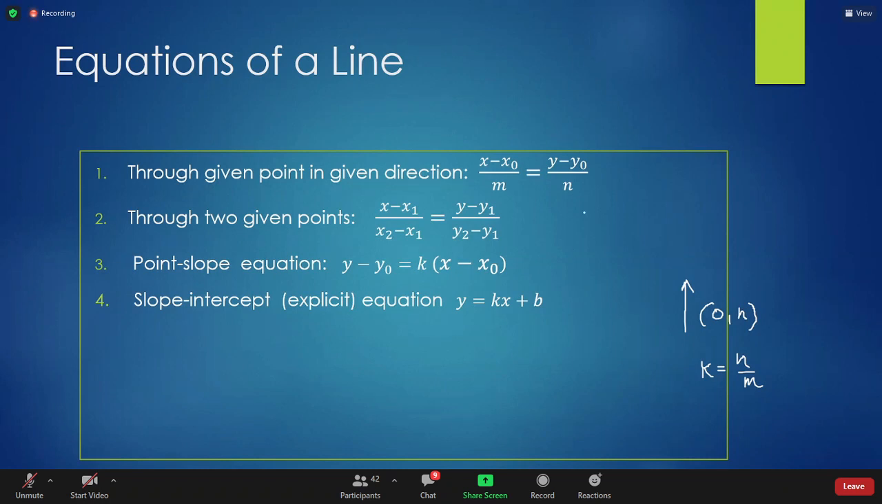What do you mean by 1? 1 is a number. No, 1, the first equation, where x minus x0 over m. Oh, you think that if m is 0, then you cannot... In fact, okay, I understand what you mean.